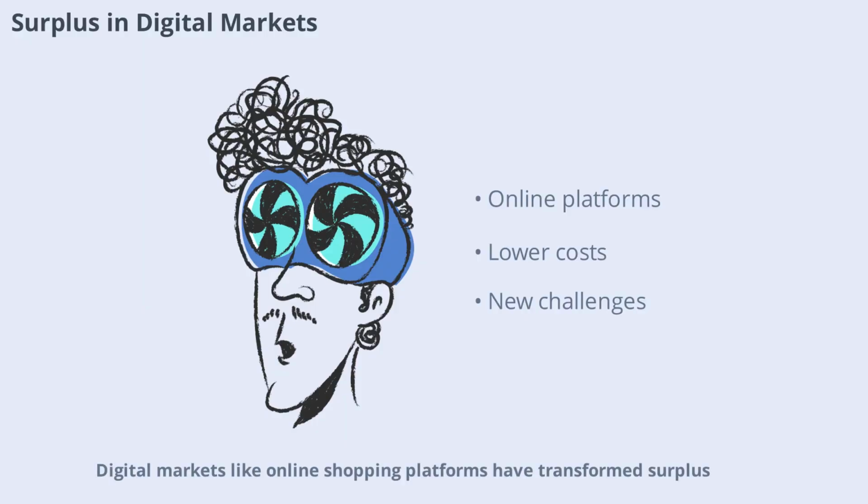Digital markets like online shopping platforms have transformed surplus. Technology reduces costs, increases competition, and often boosts both consumer and producer surplus. However, new challenges like data privacy and market concentration require careful analysis to ensure markets remain efficient and fair.